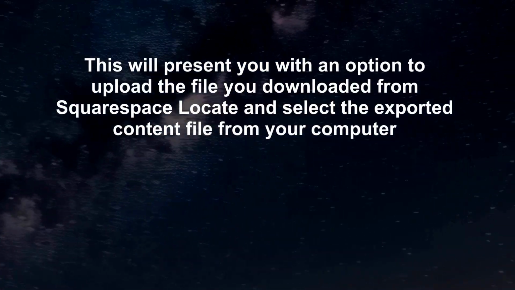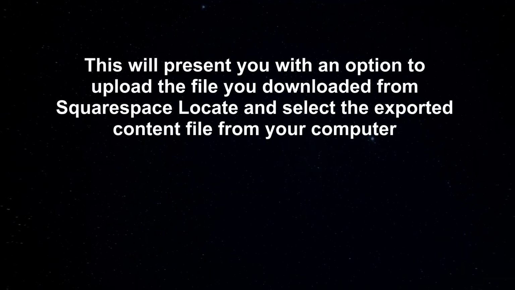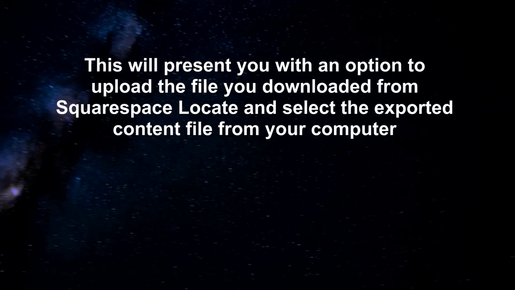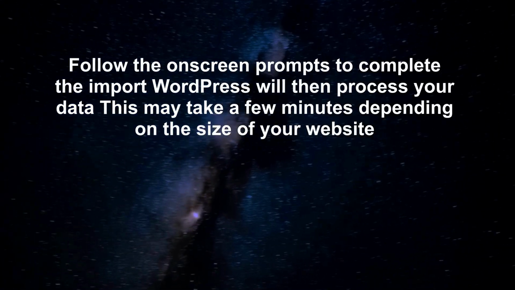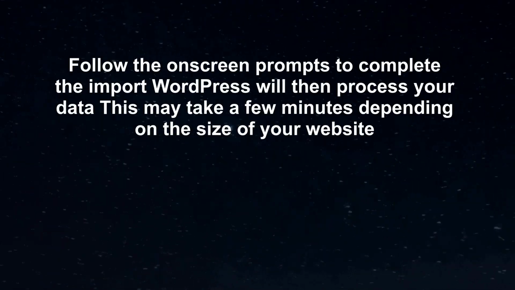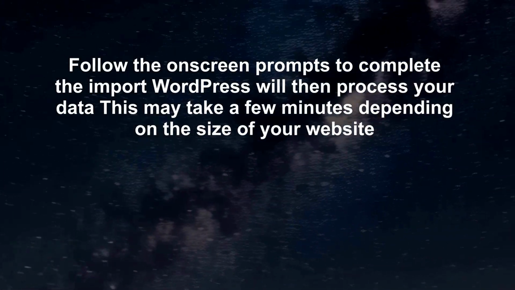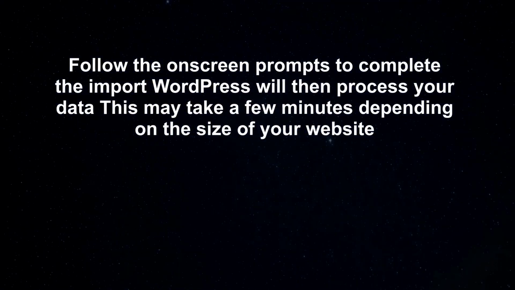This will present you with an option to upload the file you downloaded from Squarespace. Locate and select the exported content file from your computer. Follow the on-screen prompts to complete the import. WordPress will then process your data. This may take a few minutes depending on the size of your website.